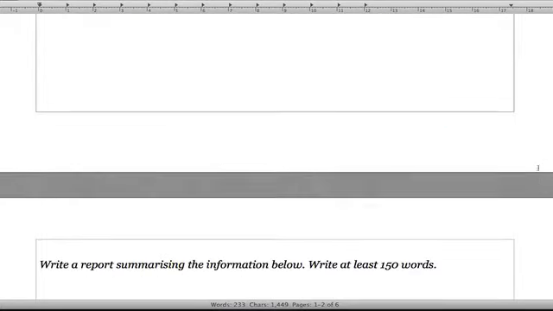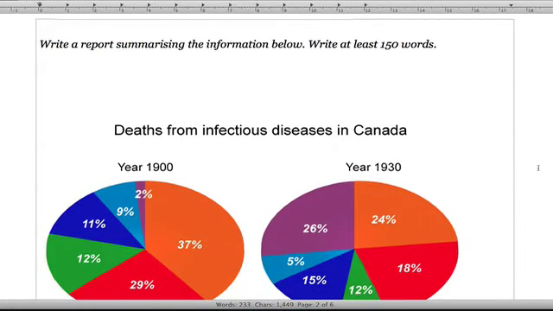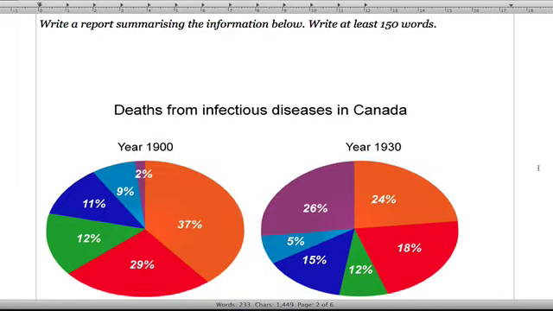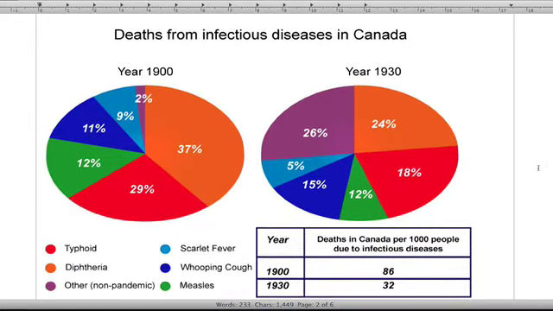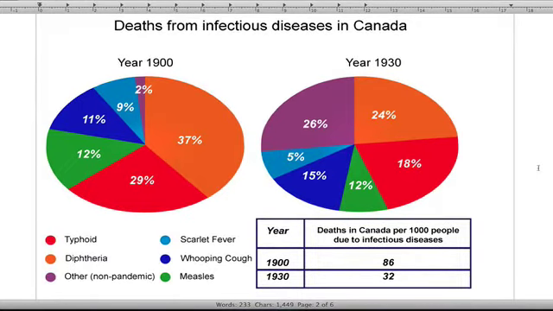To illustrate what to do, in the event you are given more than one data source in your Academic Task 1 question, we are going to use this sample task. The task description reads, write a report summarizing the information below. Write at least 150 words. So here we have three data sources, two pie charts, and a table. And the challenge with multiple data sources is figuring out the relationship between them and expressing this relationship logically in written English.